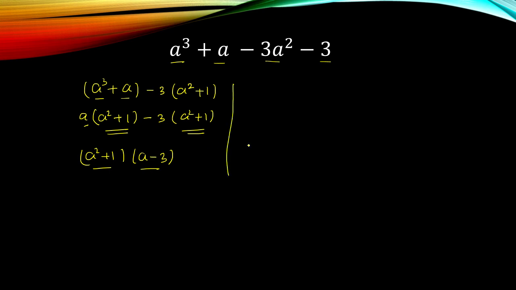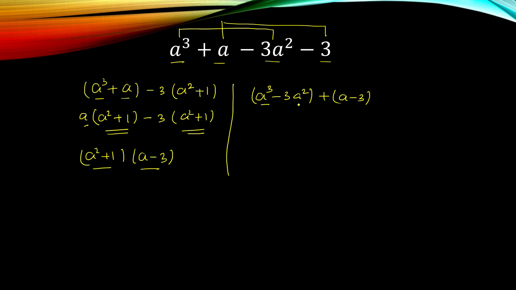Now let's see if we make a change. Suppose we make a group of a cube with minus 3a square. For the second method we go for a collection of new groups, that is a cube minus 3a square together, and the second group is a minus 3, collected together.